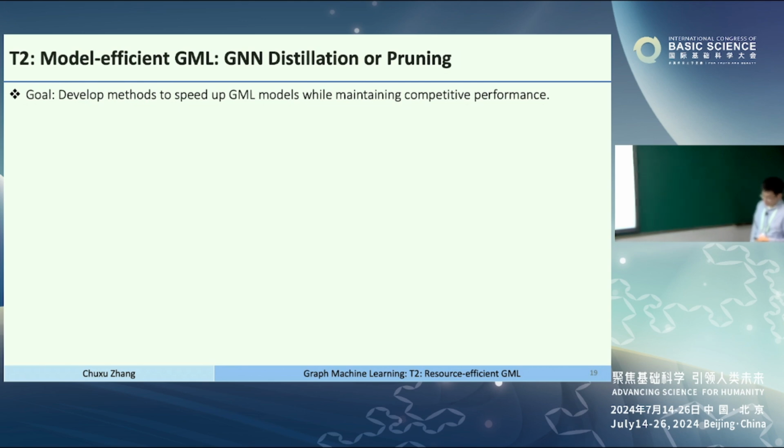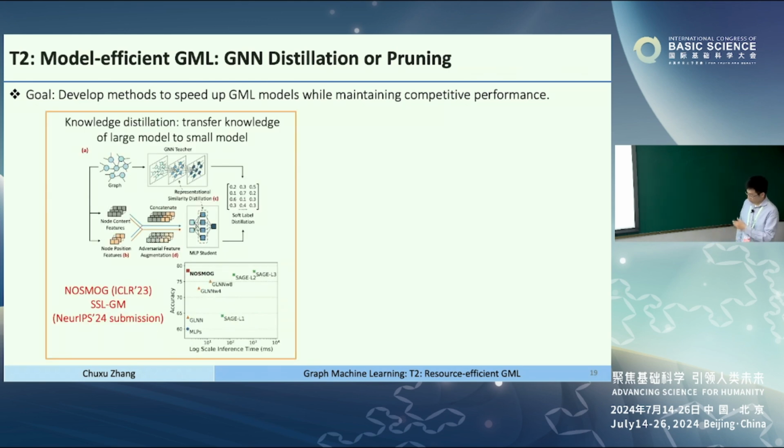So there are two techniques we mainly work on for model efficient graph machine learning. The first one is graph neural network distillation. The second one is graph neural network pruning. The goal is to develop efficient methods to speed up the training or the inference of the graph machine learning model, while maintaining competitive inference performance, right? Maintaining competitive effectiveness.